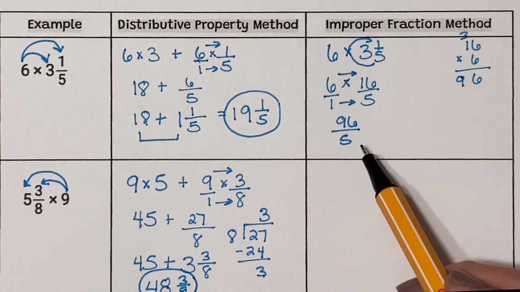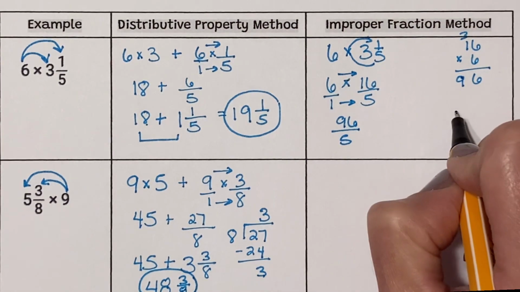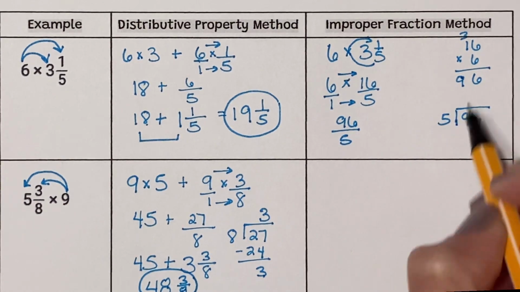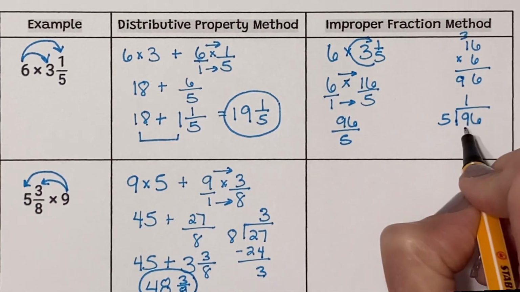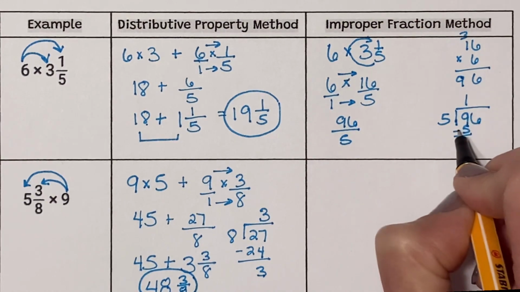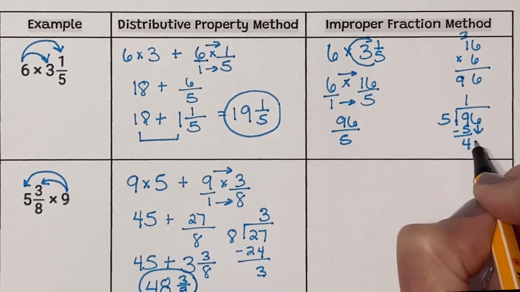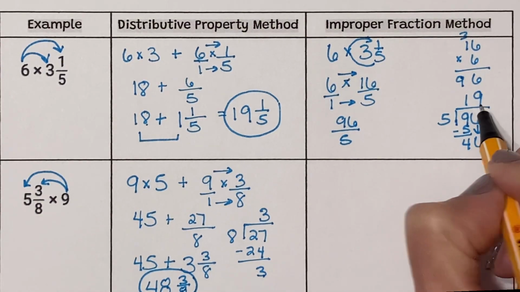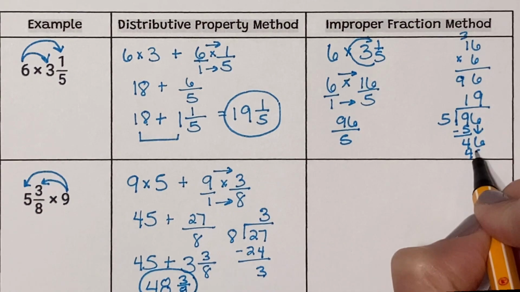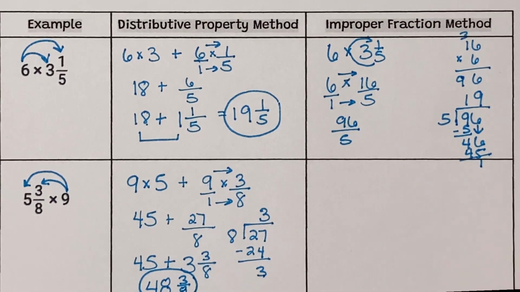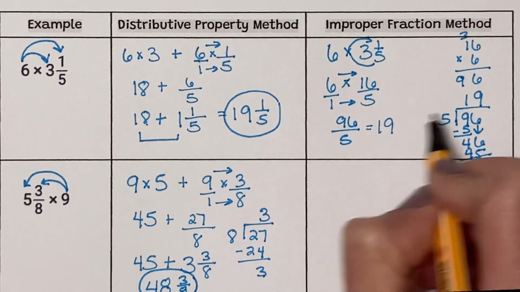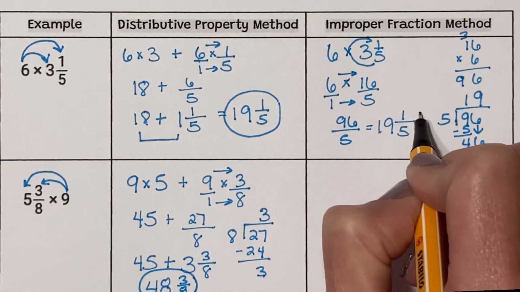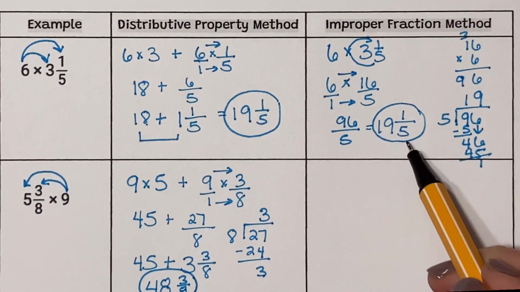Now I have to change that back into a mixed number. I'm going to do some long division for that. 96 divided by 5. 5 goes into 9 one time. One group of 5. We'll take that out and we get 4 as a remainder. Bring down our 6. 5 goes into 46 9 times. 9 times 5 is 45. We get a remainder of 1. So it's 19 wholes, 1 left over out of 5. So we get 19 1/5.